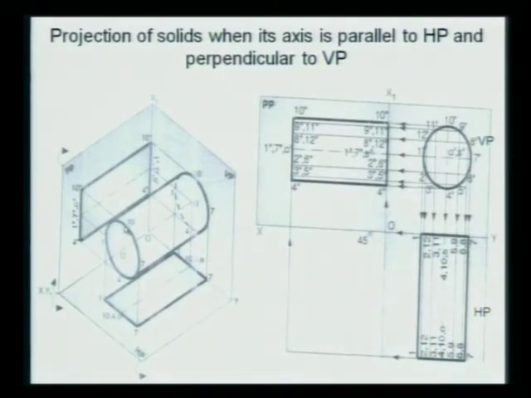So draw the circle of given diameter above the XY line in the front view, on the vertical plane. Then for the top view, project the dimensions into the top view. Now it is a circular part, so for accuracy, we divide this circle into equal parts, then transfer all these points into the top view.